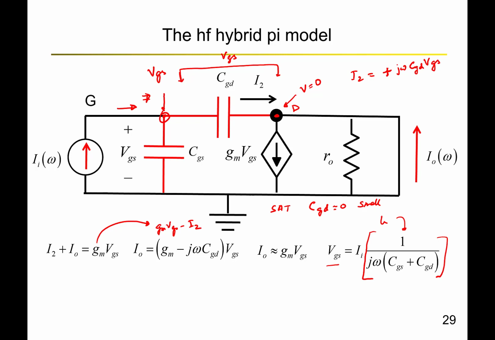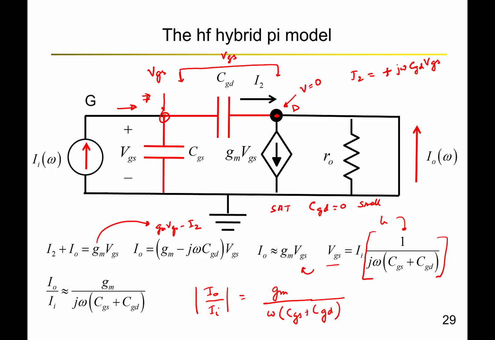So we can substitute this VGS in the I naught equation, and we'll find I naught over II is Gm over j omega CGS plus CGD. The magnitude of I naught over II can be written as Gm over omega times CGS plus CGD. This is very interesting, as you can see that the current gain is proportional to Gm. So if I burn higher DC current to get higher Gm, we will get an effectively higher AC current gain.